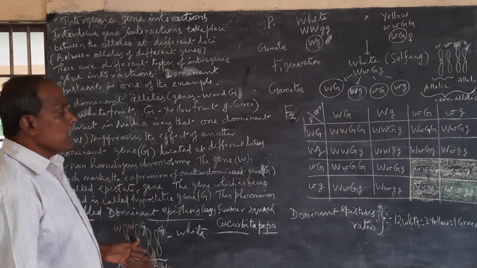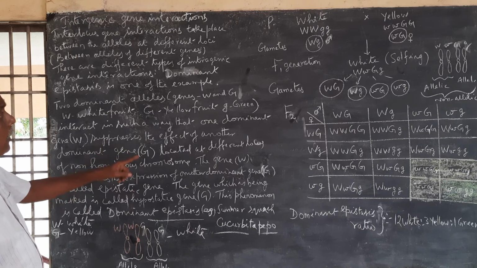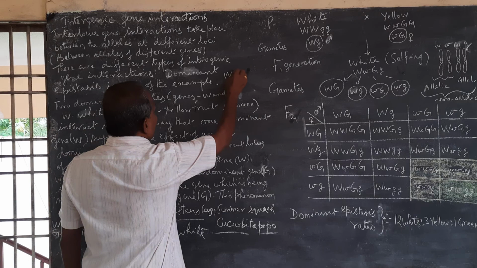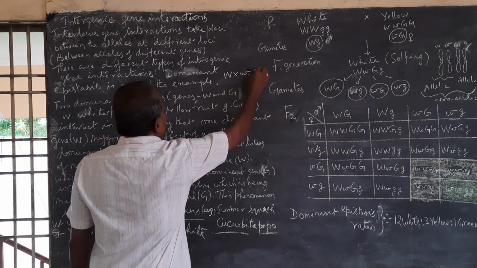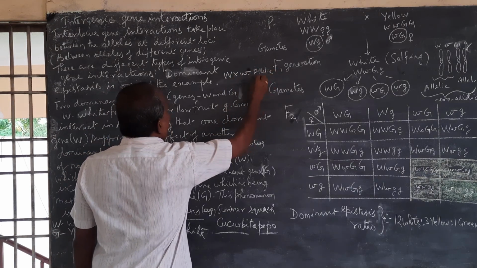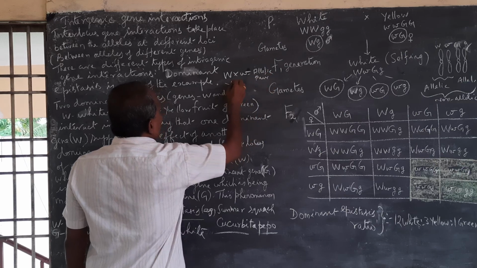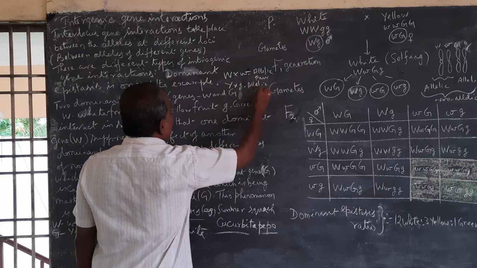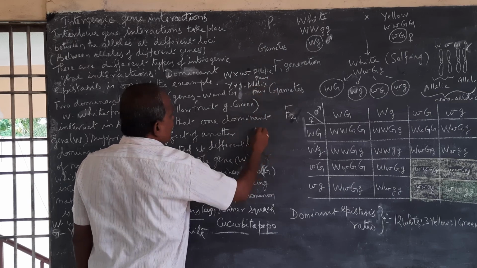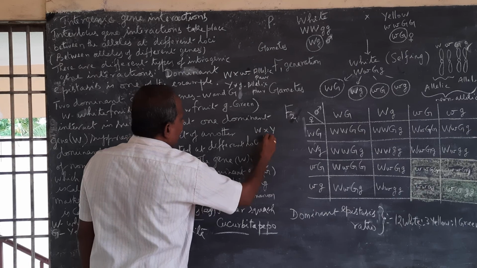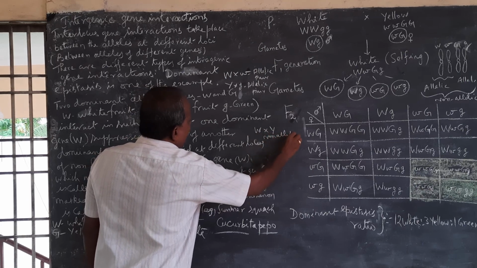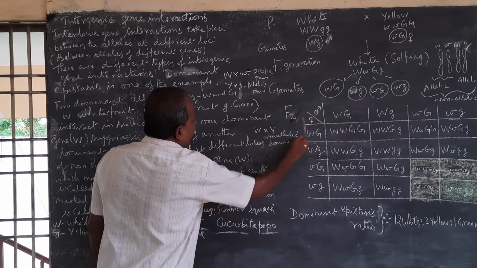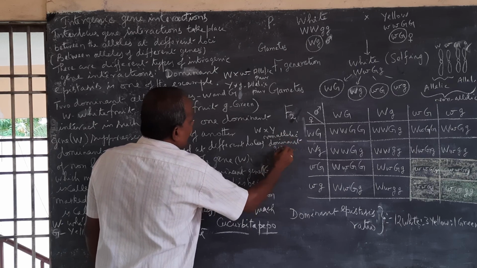Okay, what is dominant epistasis? It is an interaction between two non-allelic dominant genes. So which are allelic? Capital W and small w are an allelic pair. Capital Y and small y are another allelic pair. Whereas capital W and capital Y are non-allelic dominant genes. These are non-allelic dominant genes.